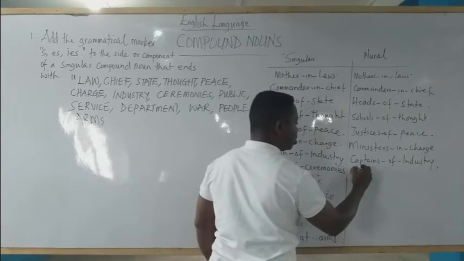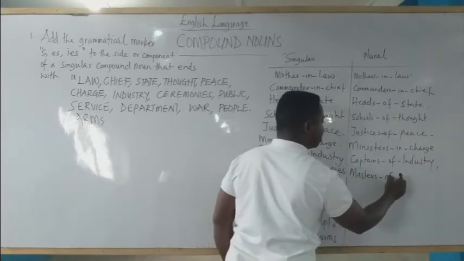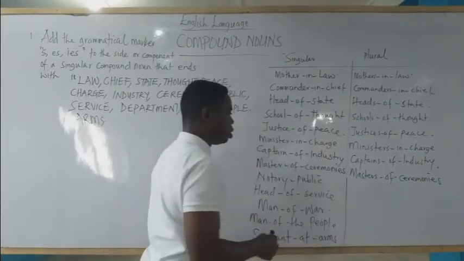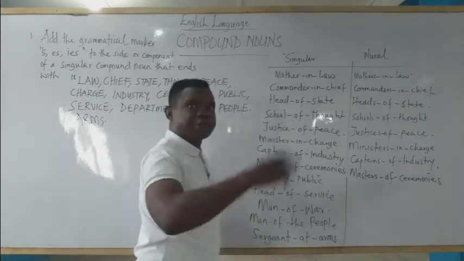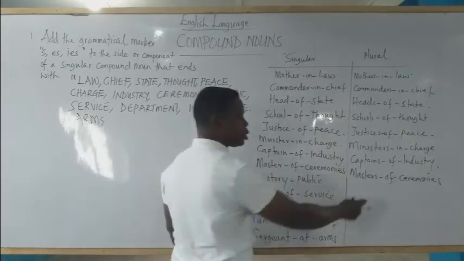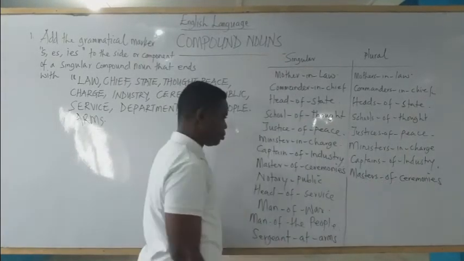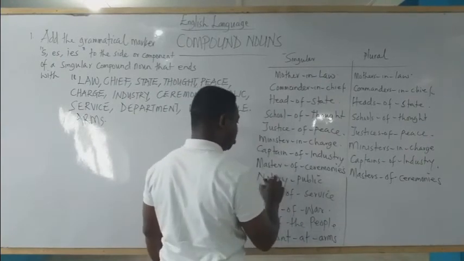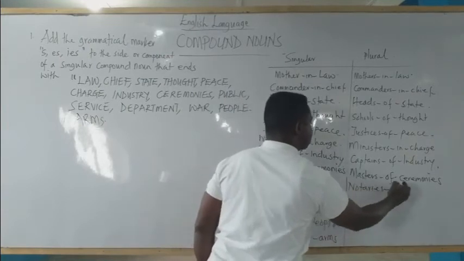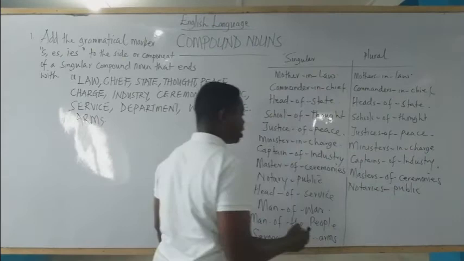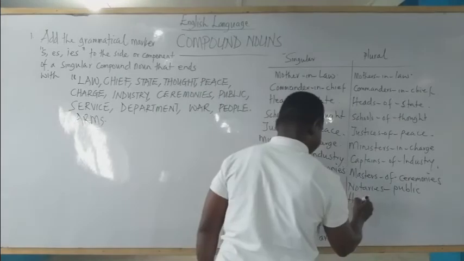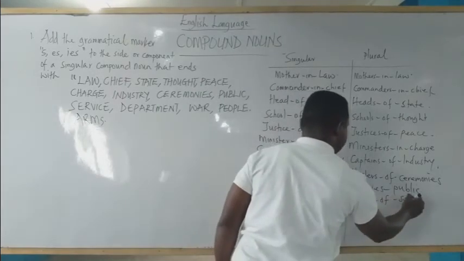Then the plural will be masters of ceremonies. That's the plural of your MC. Your MC in singular form is what? Master of ceremonies. While in plural form is what? Masters of ceremonies. Yes. Next is what? Notary public. In plural form it will be notaries public. It is the first side that will take the grammatical markers. Then we have what? Head of service. This becomes what? Heads of service.